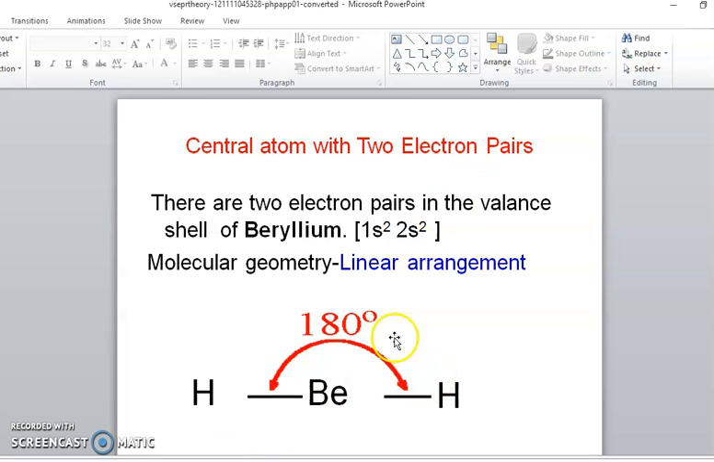This dash actually contains a bonded pair of electrons, and here also we have a bonded pair of electrons. How do they arrange in space? They arrange at 180 degrees so that the repulsion will be minimum. So the geometry will be linear. It is not only for beryllium dihydride, but for all molecules where you have 2 bonded pairs of electrons around the central atom, there will be a linear arrangement at 180 degrees, because that will have minimum repulsion.